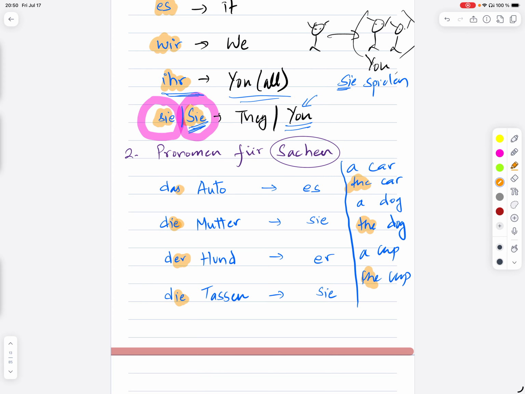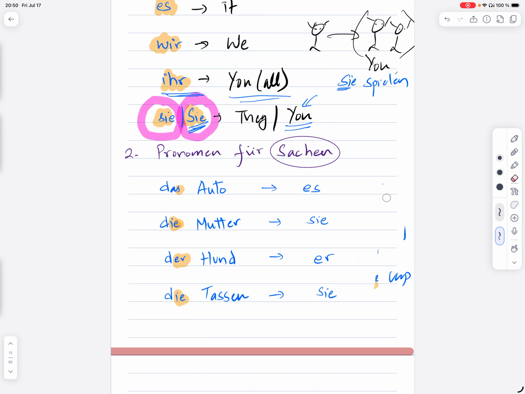But in German, this is not the case. In German, all the nouns have an associated gender-related personal pronoun. And this will be similar to he, she, it. So for example, in German we have das Auto. So das Auto is neuter, and so it will have the personal pronoun es, right?